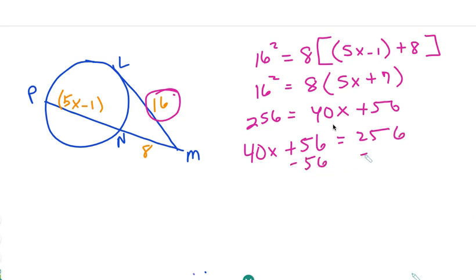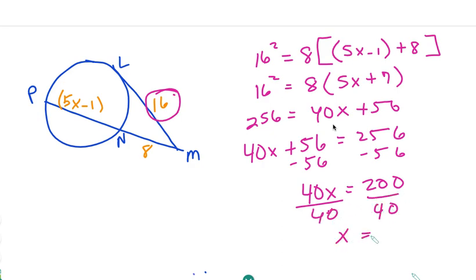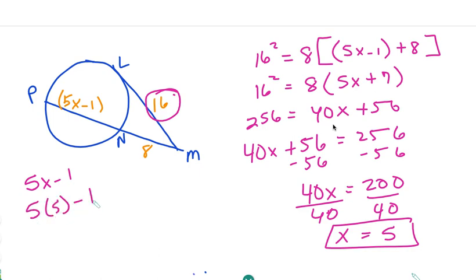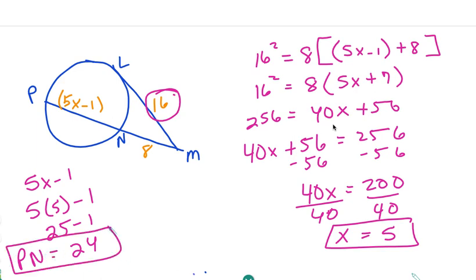Zero pair out the 56. 40x is equal to 200. Divide by 40. X is going to equal 5. If I know x, now I can find the missing part of the secant. So 5x minus 1, 5 times 5 minus 1, 25 minus 1 is 24. So Pn will equal 24. And now you know how to find the lengths of chords, secants, and tangents.